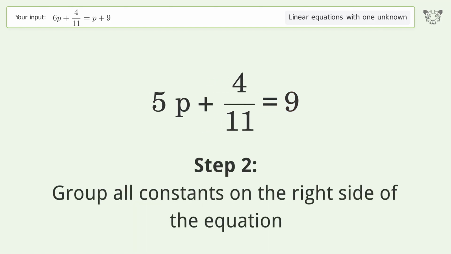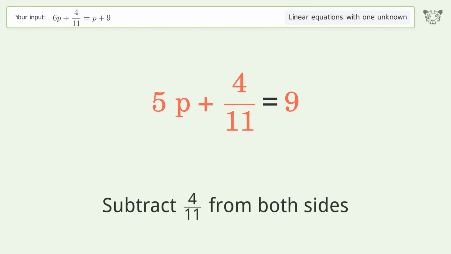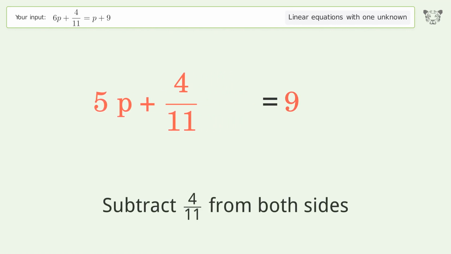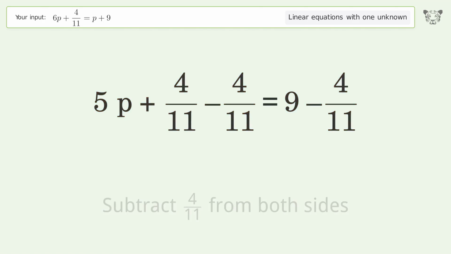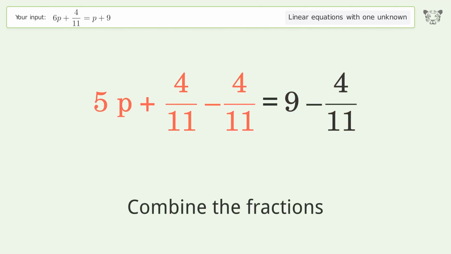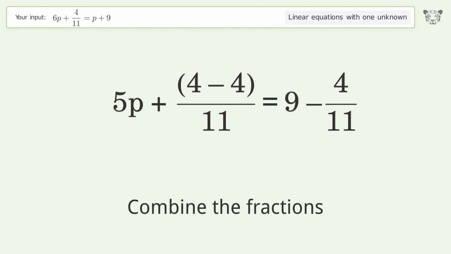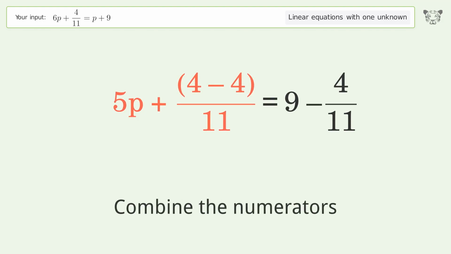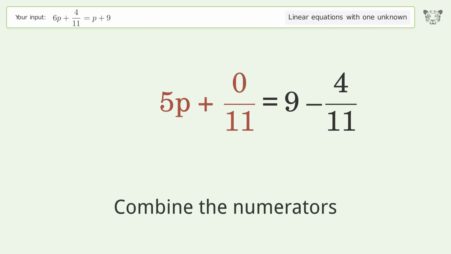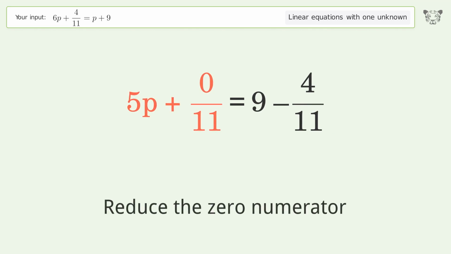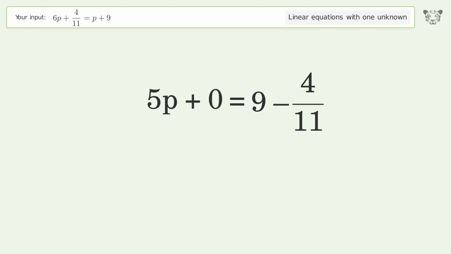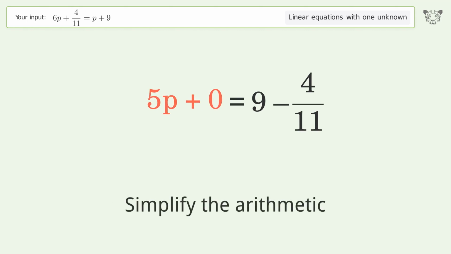Group all constants on the right side of the equation. Subtract 4/11 from both sides. Combine the fractions. Combine the numerators. Reduce the zero numerator. Simplify the arithmetic.